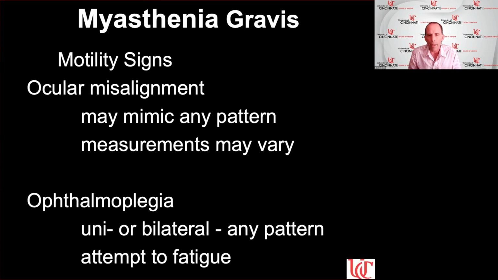And remember, the measurements may vary. I tell my residents, if you go in and make your measurements, and then I go in and make measurements, they're different. And I say, oh man, you're terrible at this. You could say, maybe they've got myasthenia. So the measurements may vary during your exam, and that would be a sign of possible myasthenia. And it can be unilateral or bilateral, as I've mentioned.